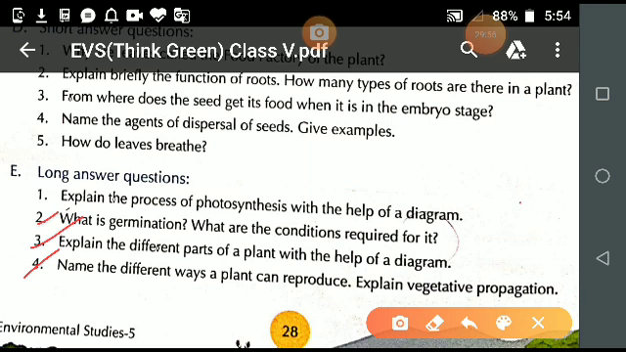Okay students, complete this work in your classwork copy and draw the diagram also. In question number 3, explain the different parts of a plant. Draw the diagram of a plant. What is germination? One question. So there is a diagram on page number 25. Draw this diagram also and complete your work.